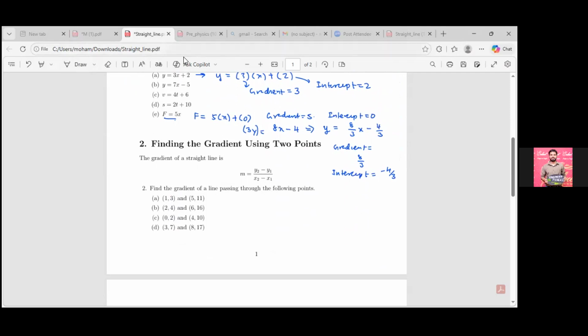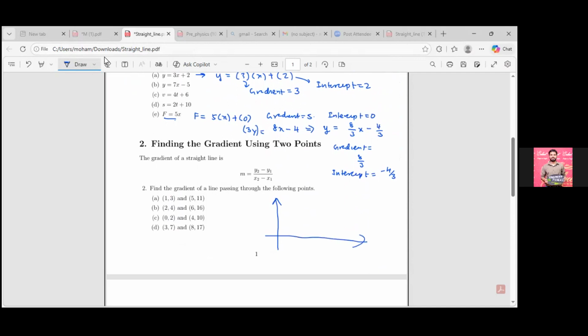So you can see, if I have a straight line like this, gradient is actually the slope. Gradient represents the slope of the straight line. That means how much the straight line is sloped, how steep the straight line is. So if someone asks how steep the straight line is, then the answer should be the gradient. You should be saying the gradient.